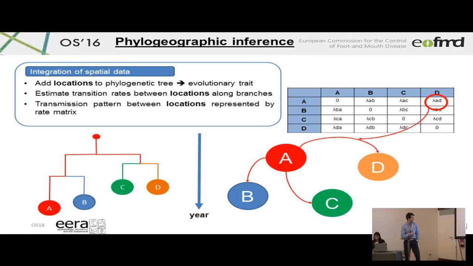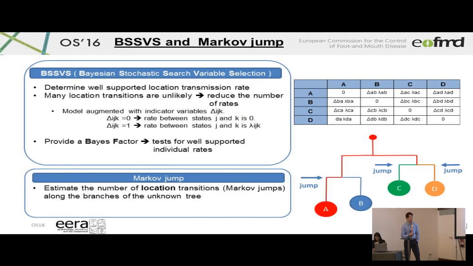For example, here from location A, we've got transmission to locations B, C, and D. And those transmission rates are expressed as a matrix of transmission. For example, here, it expresses the transmission from location A to location B, A to C, A to D. But all those transmission rates do not have the same probability to exist. So we have to determine the well-supported rates of transmission between locations.